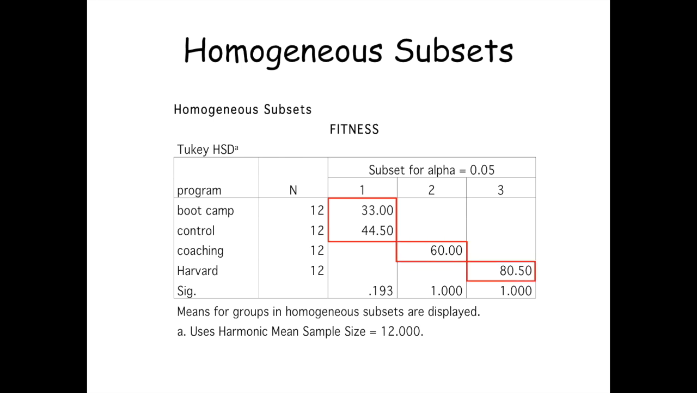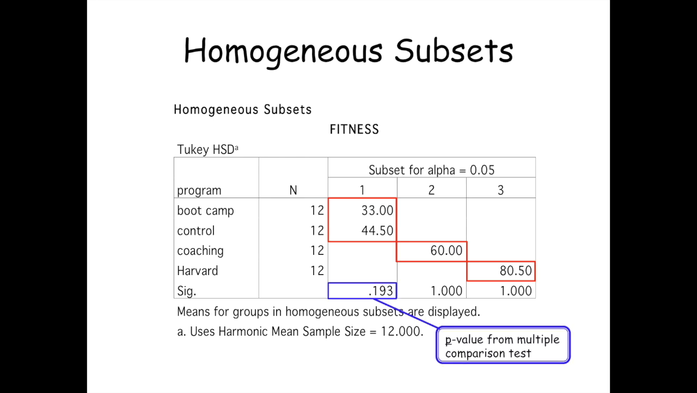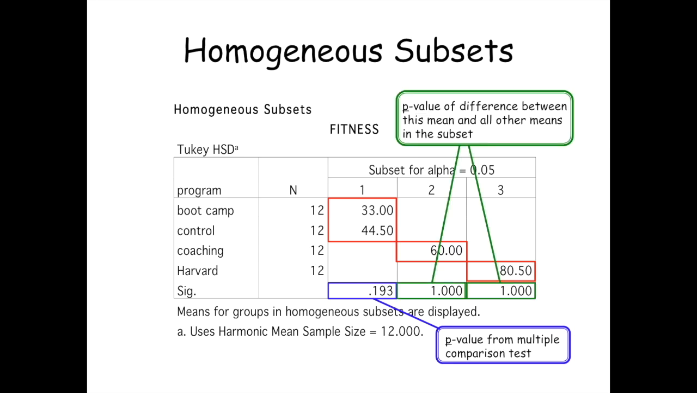Coaching and Harvard appear by themselves, indicating that they are significantly different from all other groups. This p-value at the bottom of the column is the value from the multiple comparison table for this mean pair. These are the p-values for the difference between all means in these columns. Since there is only one mean in the last two columns, the p-values are both equal to 1.